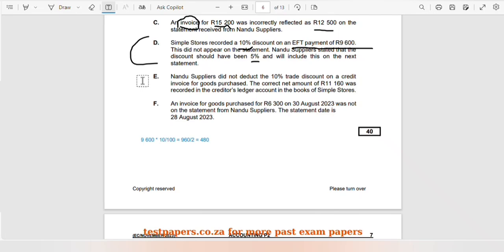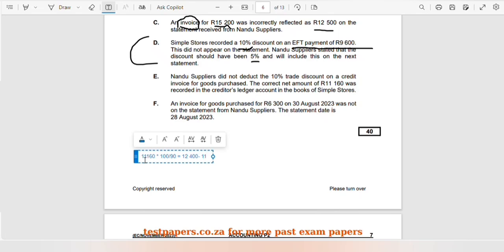So Nando suppliers did not deduct the 10% trade discount on a credit invoice for goods purchased. So our creditor did not deduct that money. Now the net amount is equal to 11,160. So what we have to do is return that money. We are going to say net amount 11,160 multiplied by 100 divided by 90. So it's going to give us 12,400.